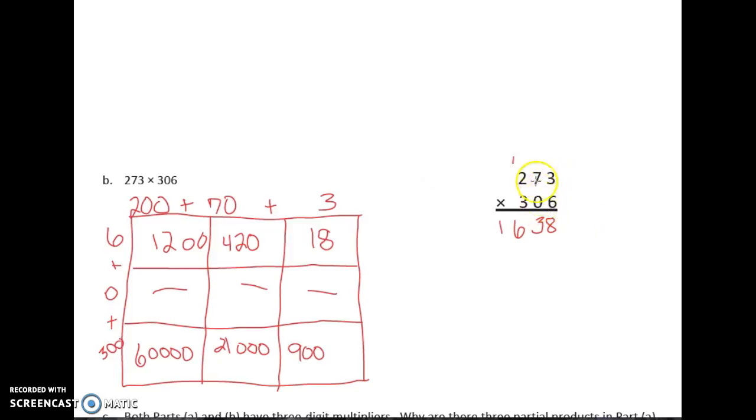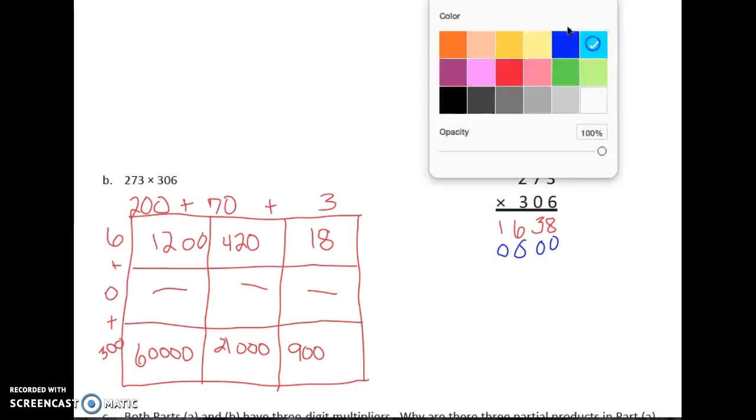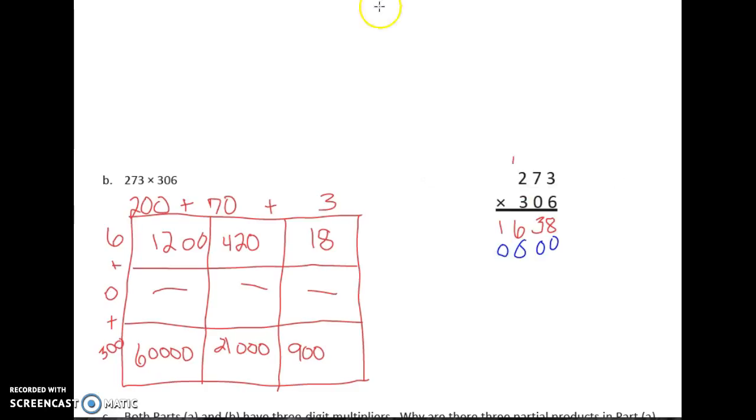0 times 3, 0 times 7, 0 times 2. We know that because this is in the tens place, we're going to have a 0 here automatically. 0 times 3 is 0, 0 times 7, 0 times 2. So we're lining up all these zeros. Let's change color one more time. This time we'll go with light blue, just because we haven't used light blue in these movies yet.